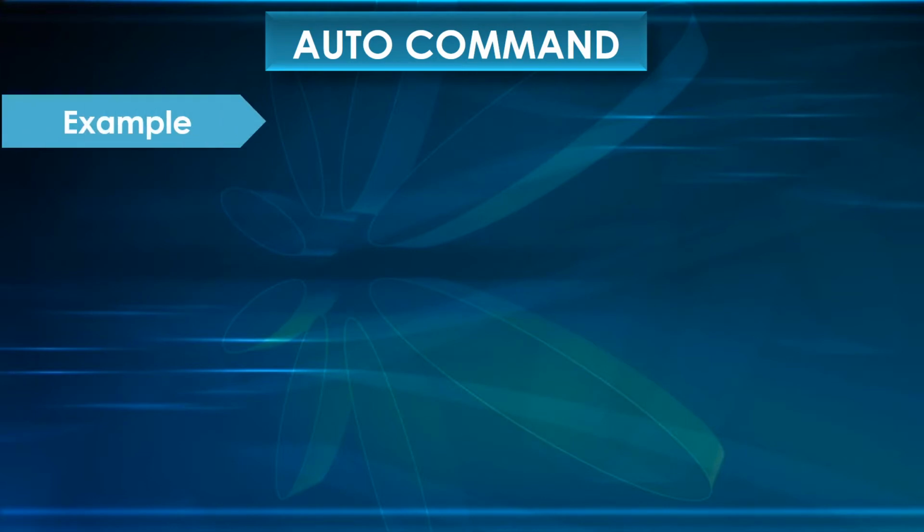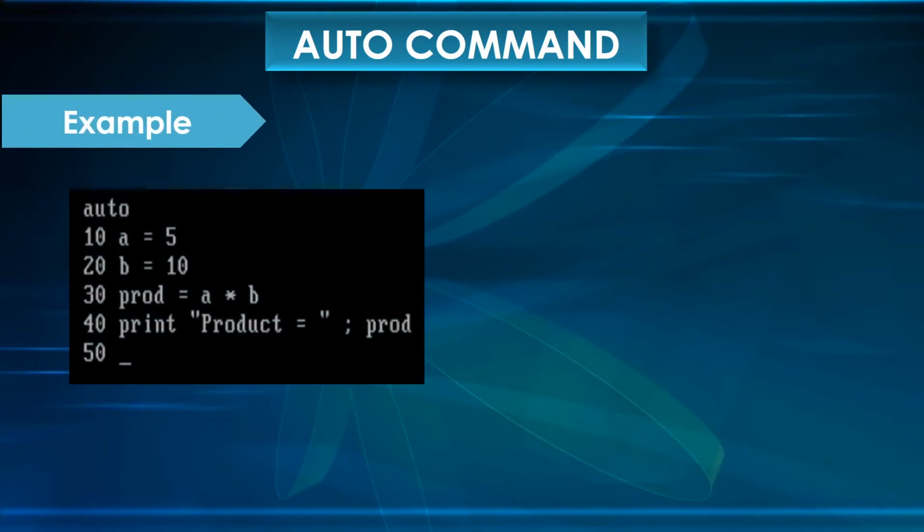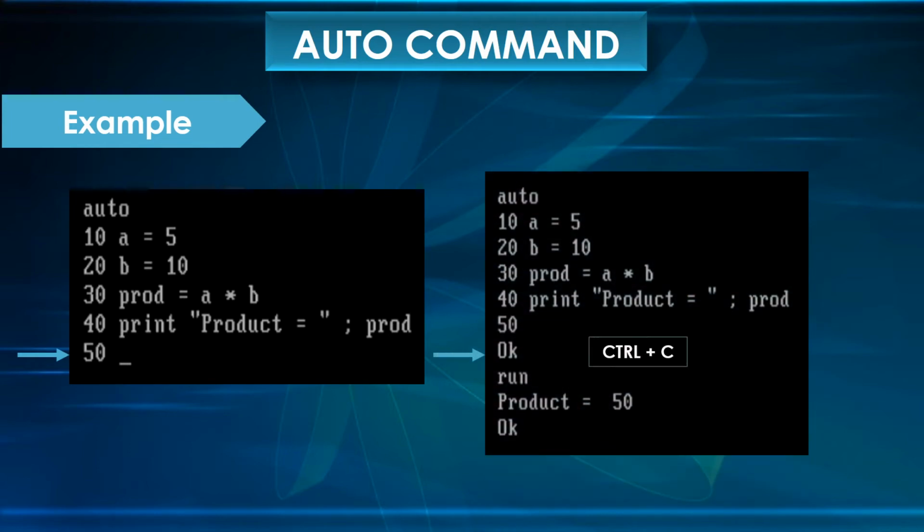Here is an example of the auto command. When I applied the auto command, it automatically generated the line numbers. After completing my program, I want to execute it, but it won't allow me. For that purpose, I have to apply Ctrl C from the keyboard to terminate the auto command and then execute the program to get the output.